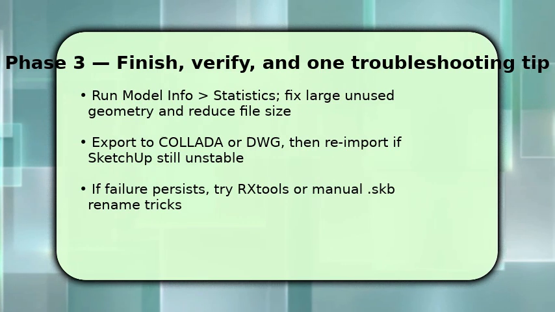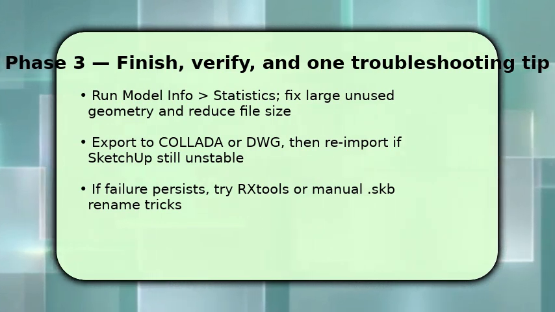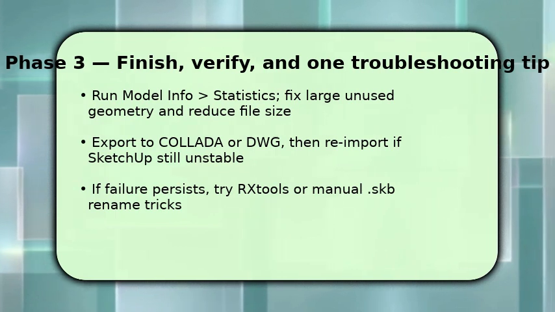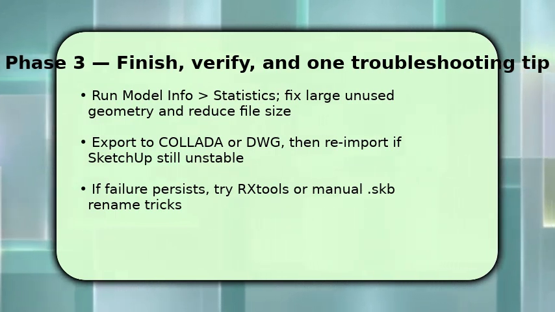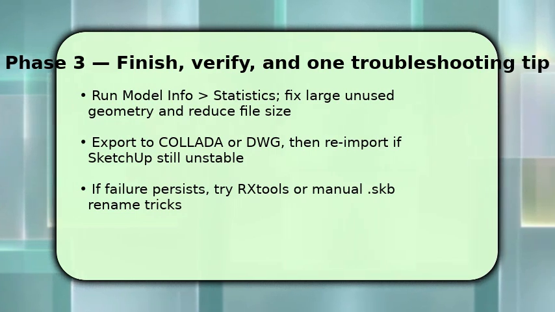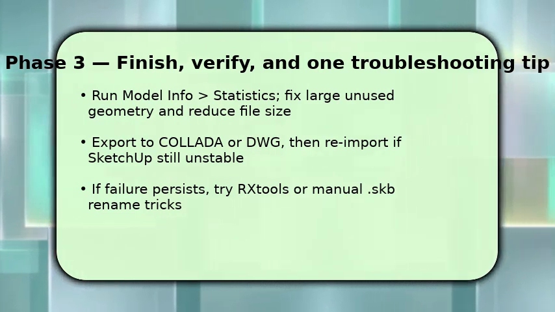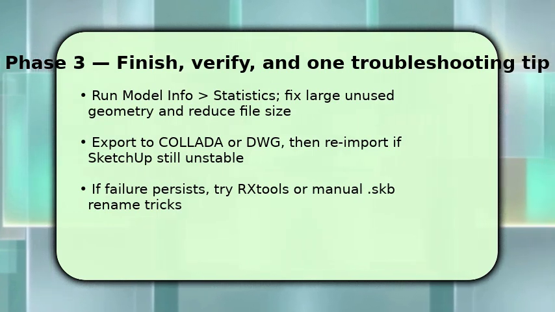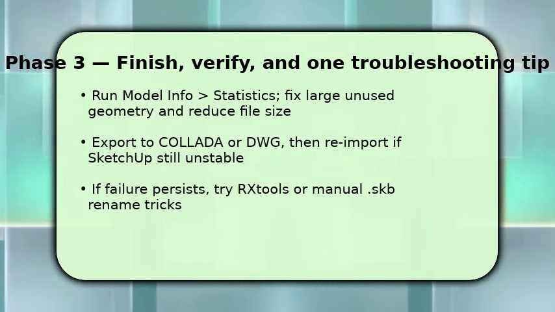If problems remain, try third-party recovery tools like the SketchUp repair plugins or RX tools, and experiment with renaming .skb to .skp as a last resort. One key troubleshooting tip: always work from a copy to avoid permanent loss.